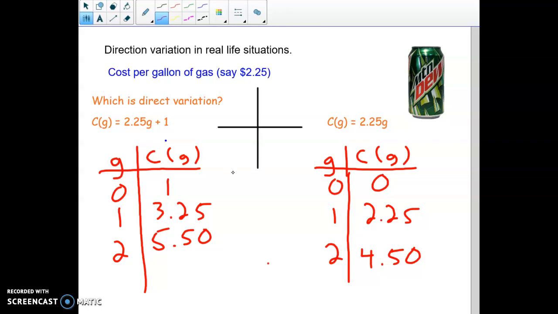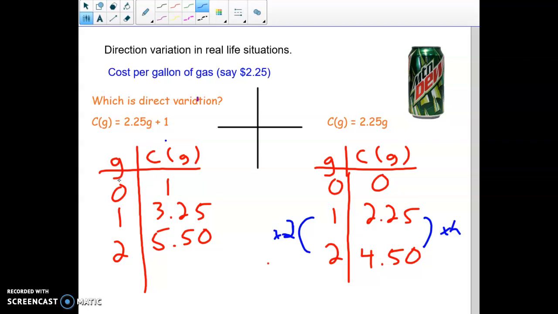There are lots of ways to think of this. I guess the one that makes the most sense to me is that the relationship ends up being proportional. So the situation on the right is a direct variation because as we double the number of gallons of gas, it's times two, then the cost also doubles.